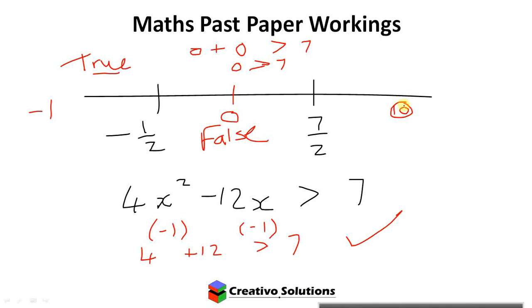10. Okay, 10 squared is 100. 100 times 4 is 400. Minus 10 times 12, which is 120, greater than 7. 400 minus 120 is 280. Is 280 bigger than 7? Definitely. True.